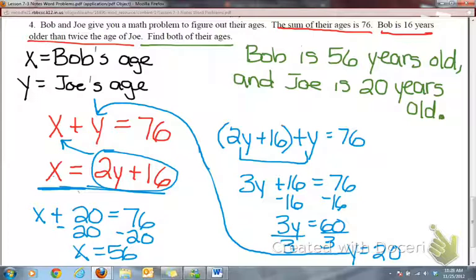Okay, those are the notes for systems of equations word problems, and I think you have one more assignment to do before you start the official reviewing for the test that we're going to have on the 7th.